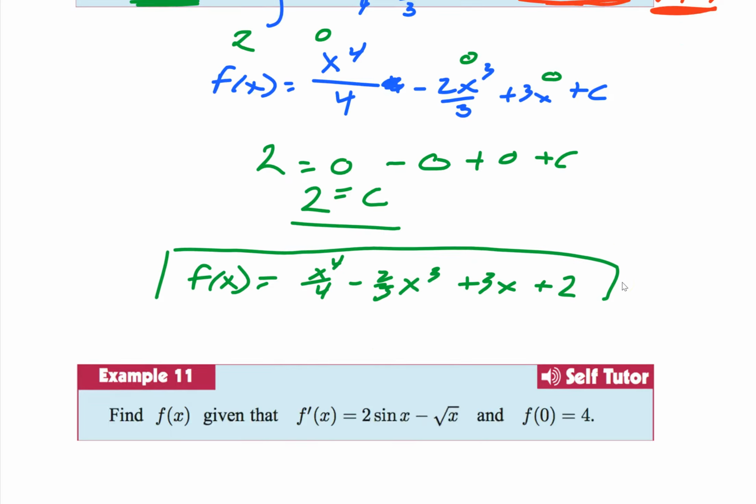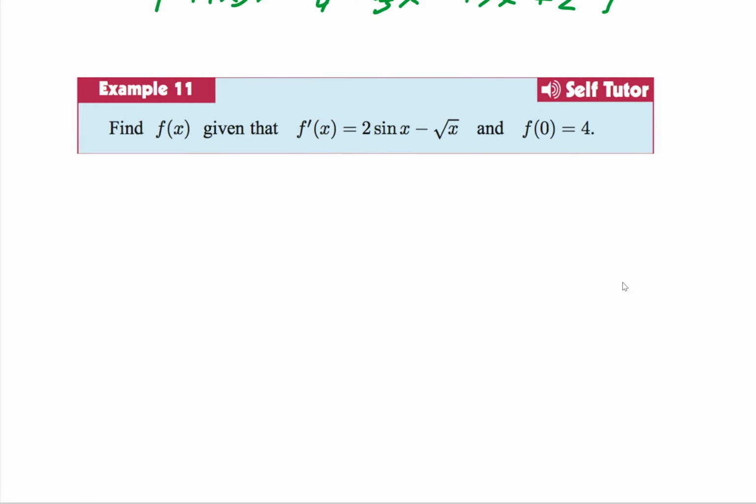Let's do it again. Right, so same idea, find f of x given this funkier equation, and then they give you a point. So again, if I see that, I'm like, oh, I gotta find c. Same concept. Okay, I have the derivative, so I gotta go back to my original function where I integrate.